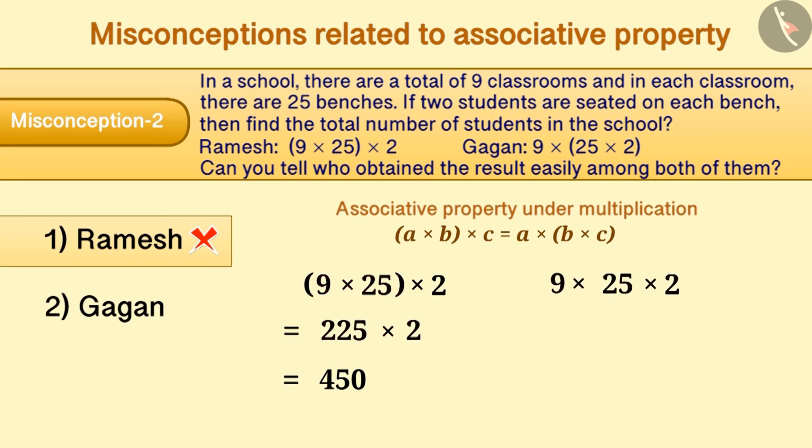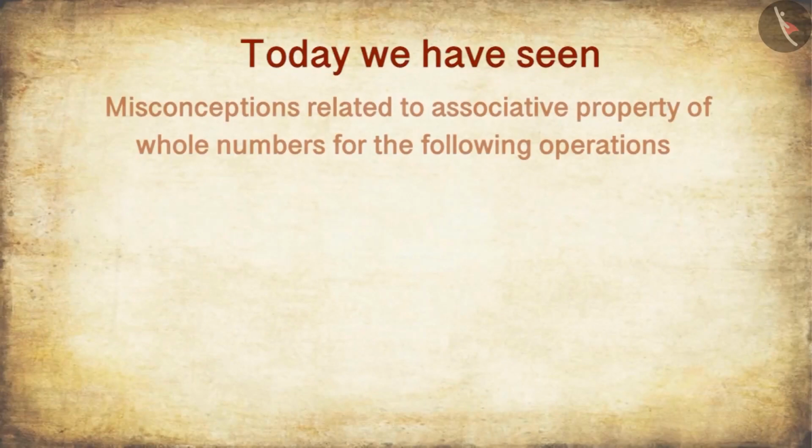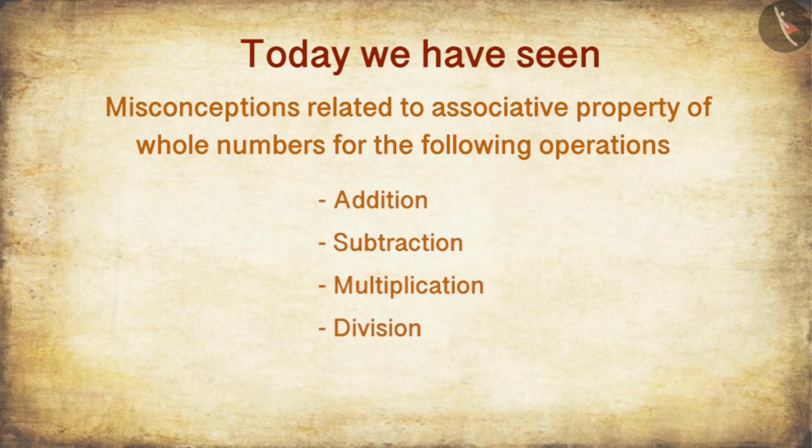This means one can find the product of 25 into 2 very easily. The result obtained will be 50. Then we will multiply 9 and 50, which gives the result 450 that can be easily obtained. Therefore, Gagan must have found the result easily and not Ramesh. Today, we have seen misconceptions related to associative property of whole numbers for the following operations.